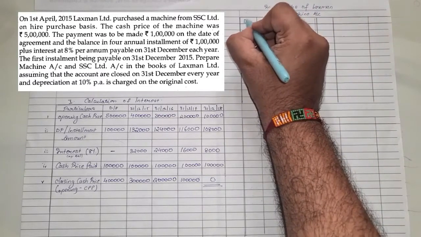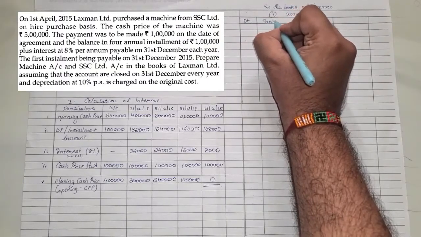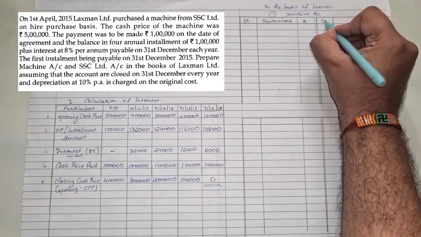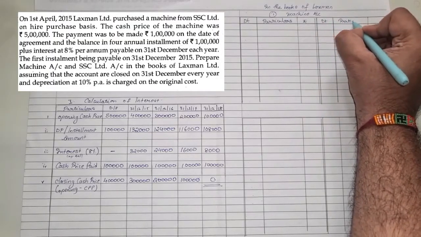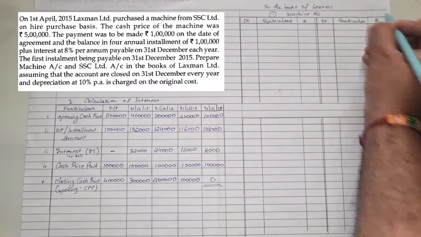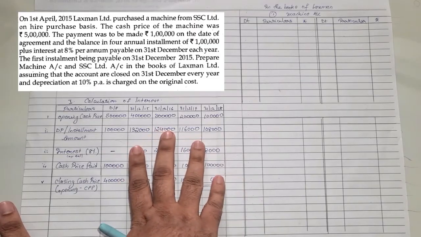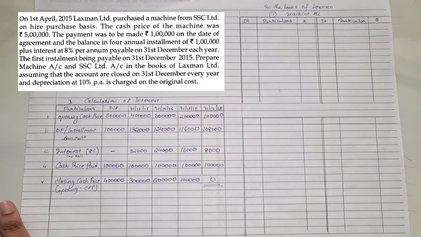So we'll have date, particulars, amount. Again, we'll have date, particulars, amount. Now, very simple. Listen to this. It is just repetition for the number of years. We have 4 years. So the entries are basically just going to be repeated again and again. Just listen to this very carefully.